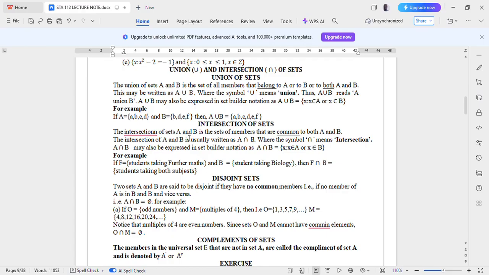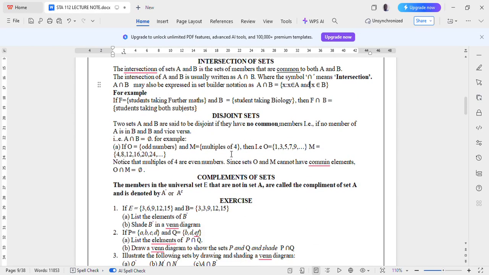So intersection of A and B is usually written A ∩ B, where this symbol means intersection. You may also express it in this way, that is this. X is containing A and X is containing B. So this is union, this is intersection. For example, if F is the set of students taking further math and B is students taking biology, then F intersection B is students taking both subjects.